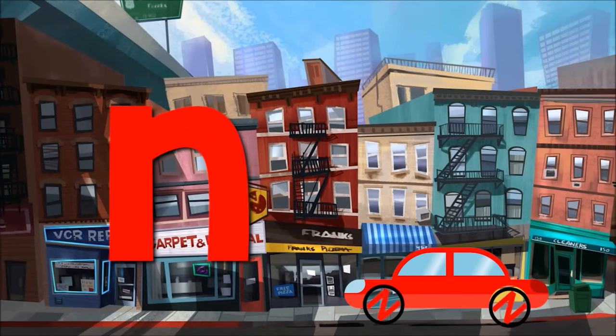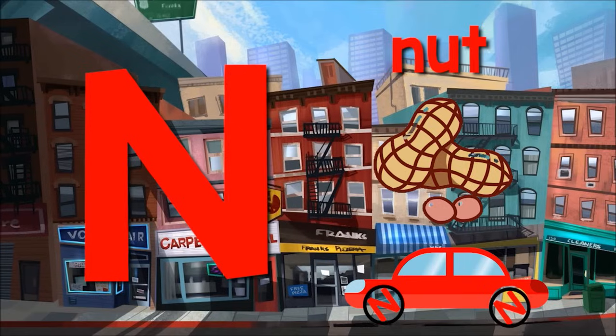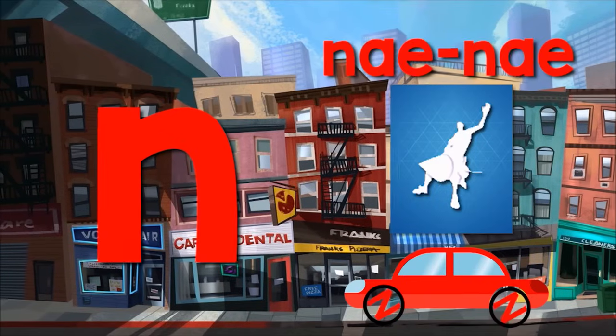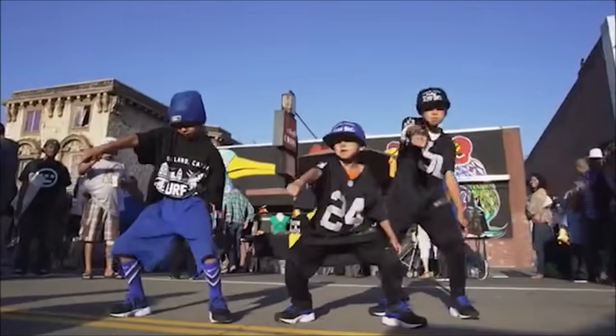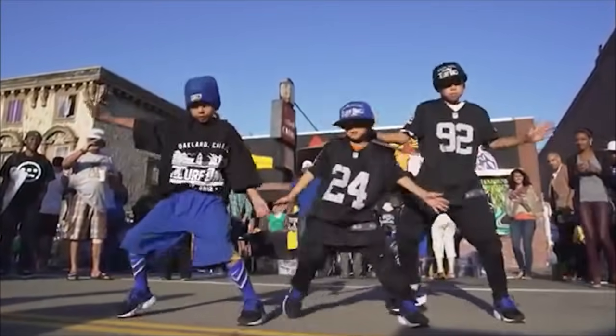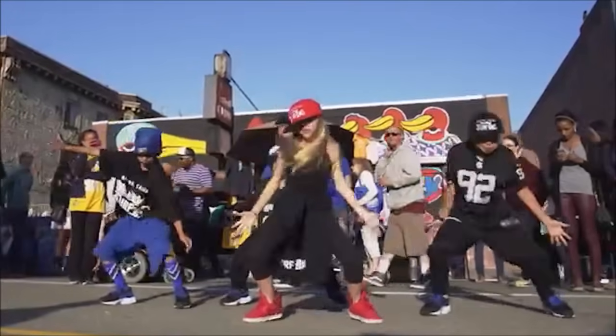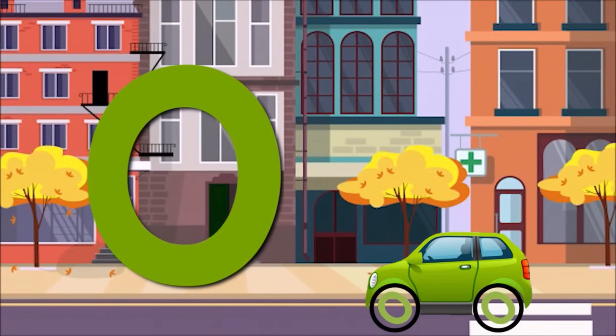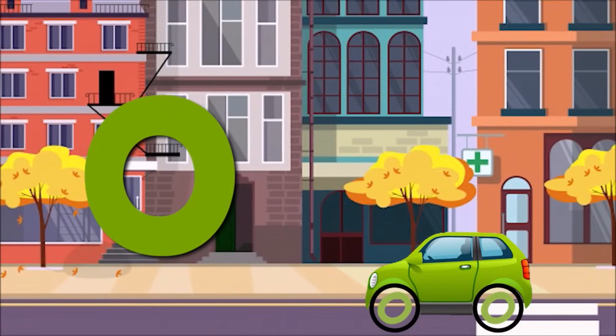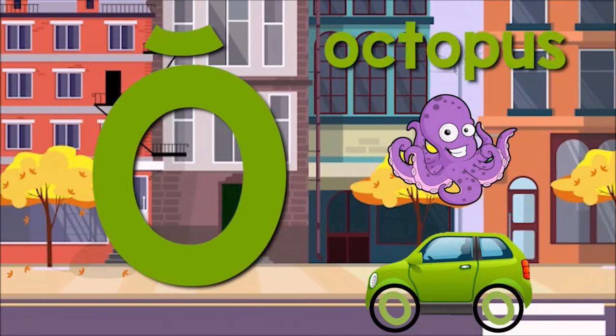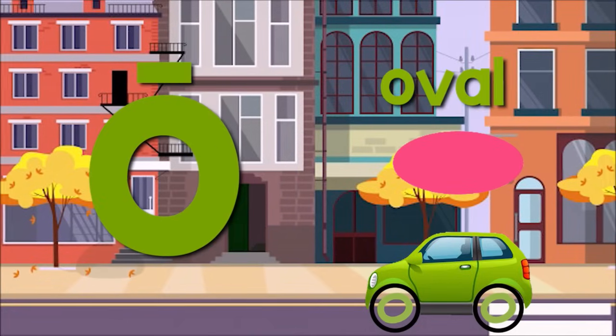This is the letter N. Nut. Do it. Nay-nay. N is for nay-nay. Watch me nay-nay. Watch me whip. Watch me nay-nay. Let's go. This is the letter O. Octopus. Do it. O. Okay.